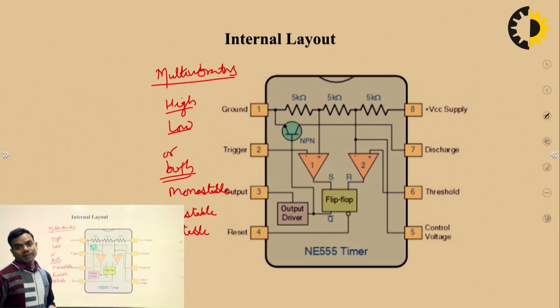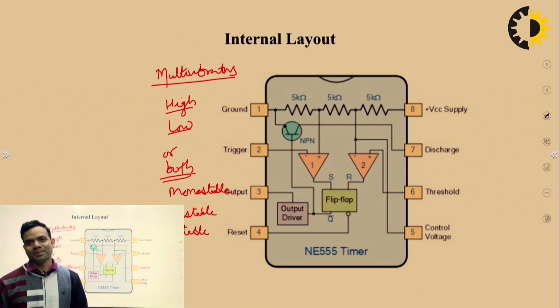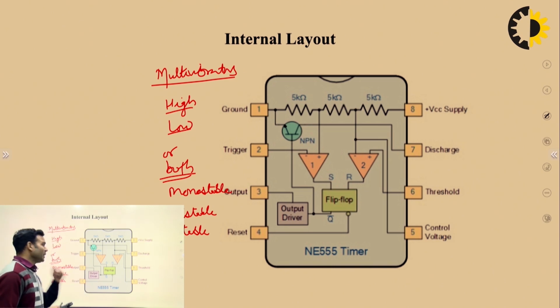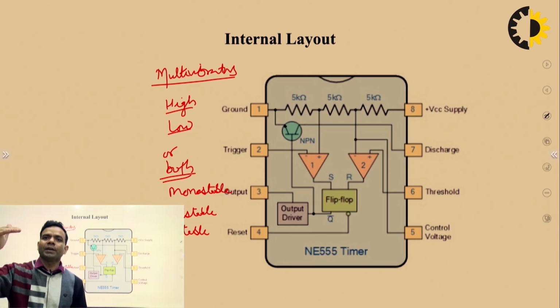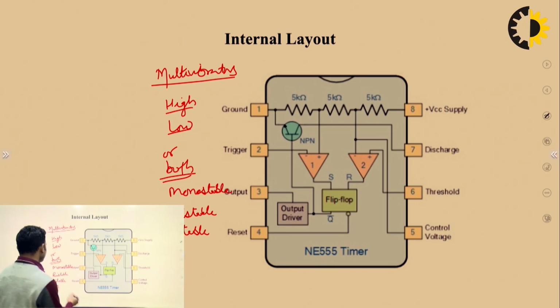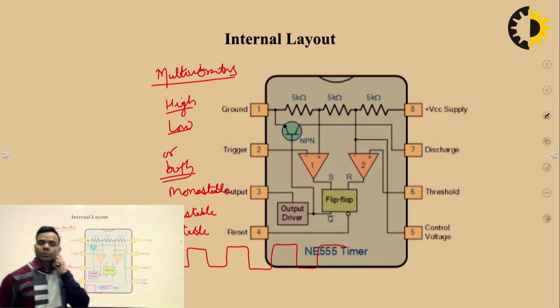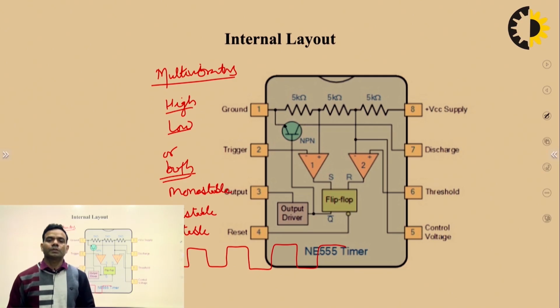Astable multivibrator, as its name suggests, is not stable. This multivibrator has no stable state. It will continuously change its state from low to high, high to low, like this. So, if I plot its output, it will be like this. That means it can generate a square waveform or rectangular waveform.